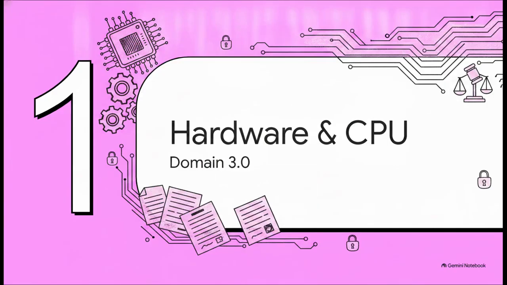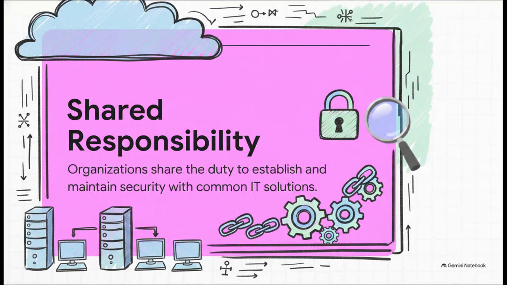Section 1. Hardware and CPU execution. Okay, we're starting at the very foundation of computing. But before we even crack open a physical chip, we have to talk about the overarching legal and contractual reality that governs modern systems. The crucial point here is that organizations simply do not operate in isolation anymore. Because we all use common operating systems, standard network protocols, and third-party cloud providers, security demands diligent, shared responsibility between you and your vendors.